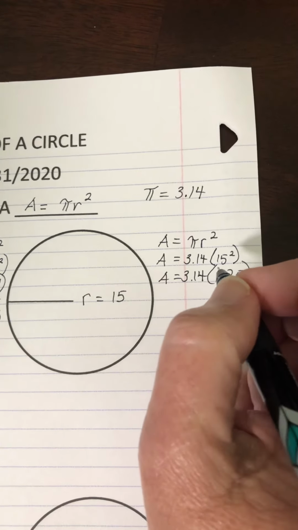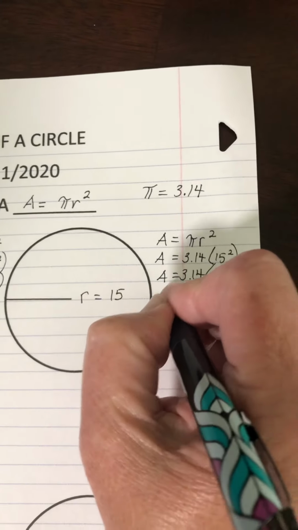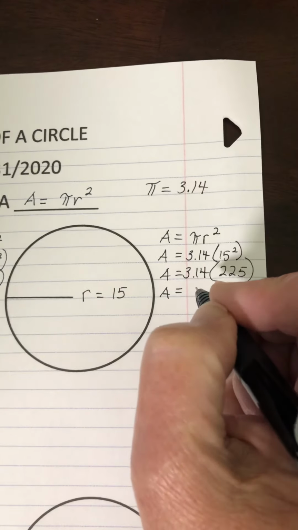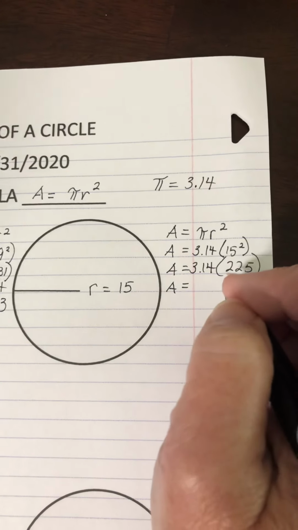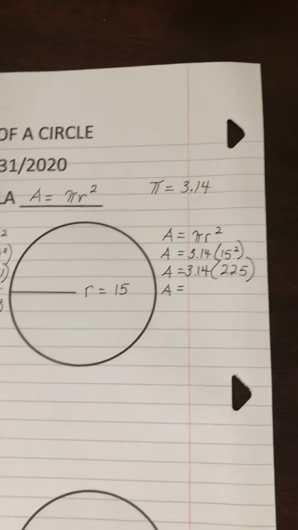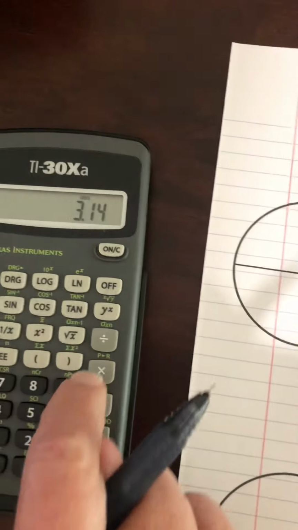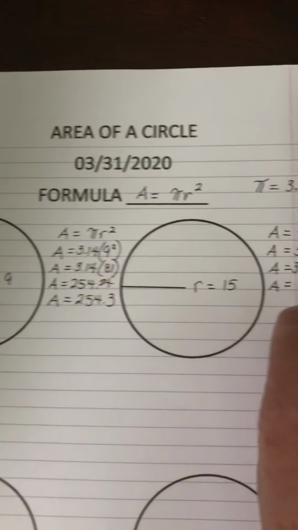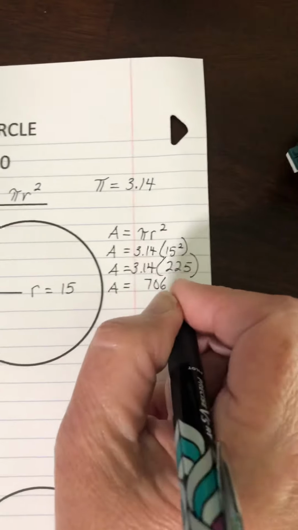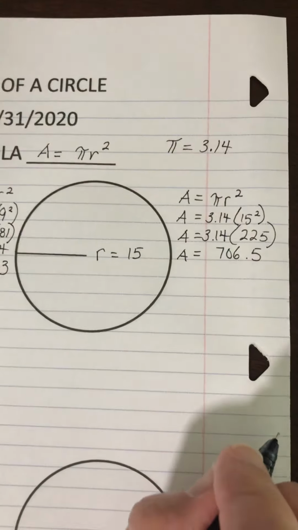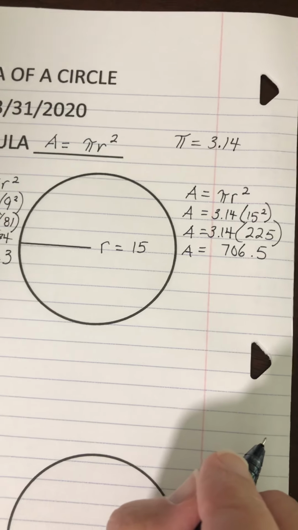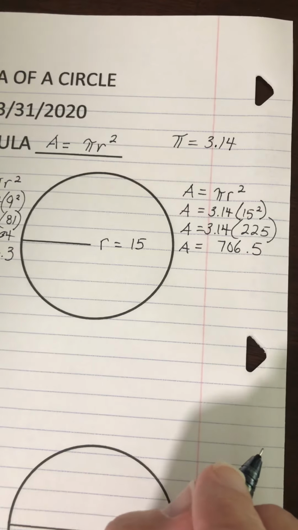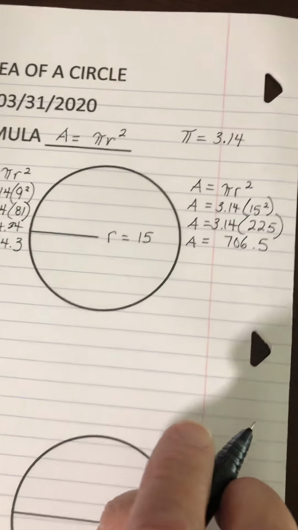If you have a Galaxy or Android or whatever other phone you have, remember, I don't know about those, so I can't tell you about the calculator. So now I'm going to multiply 3.14 times 225, and I would get 706.5. Now, what's so great about that one is it's already rounded to the nearest tenth, so that would be the answer you would input on the assignment for today. And that's how we find the area of a circle given the radius.